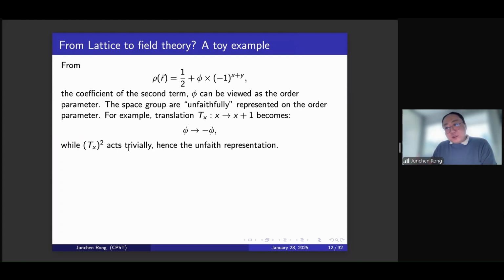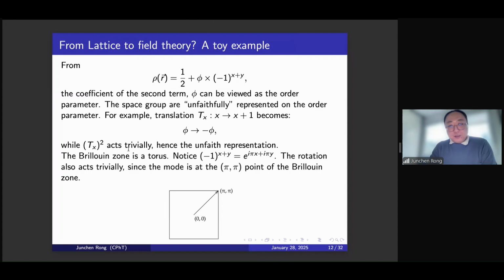This is a mathematical word, but really it means that in the Brillouin zone, which is the momentum space on the dual lattice, this (-1)^(x+y) can be written as exponential of i pi x plus i pi y. So your order parameter is at the momentum pi point. This is the special point in your Brillouin zone. Rotation: if you remember, with periodic boundary conditions the Brillouin zone is a torus. So if you rotate this pi to here, it's equal to the original point. So rotation also acts trivially.